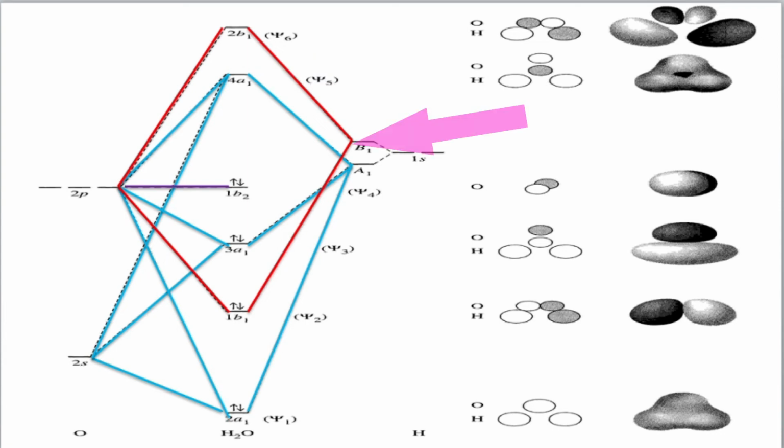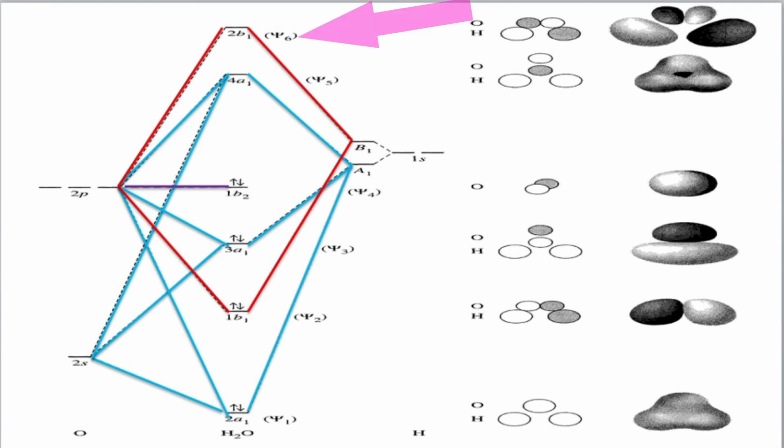Similarly, the B1 player from the group of the hydrogen can interact with the B1 player from the oxygen, and that B1 player is none other than the 2px orbital. So the 2px orbital from the oxygen will interact with the group orbitals of hydrogen which has B1 symmetry to produce one bonding orbital, that's 1b1. It's the first orbital of the B1 category, therefore 1b1. And 2b1 because it is the second orbital of the B1 category. And what are the wave functions? Psi 2 and psi 6.